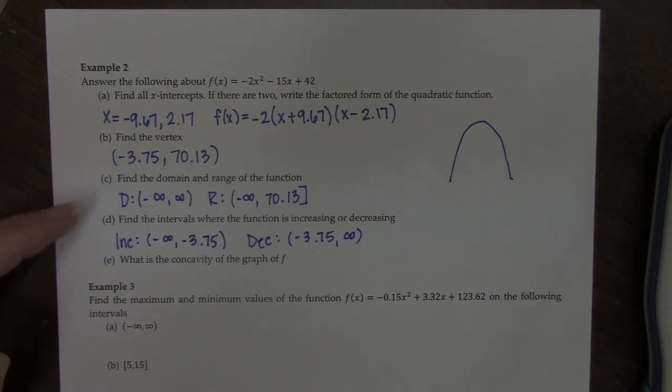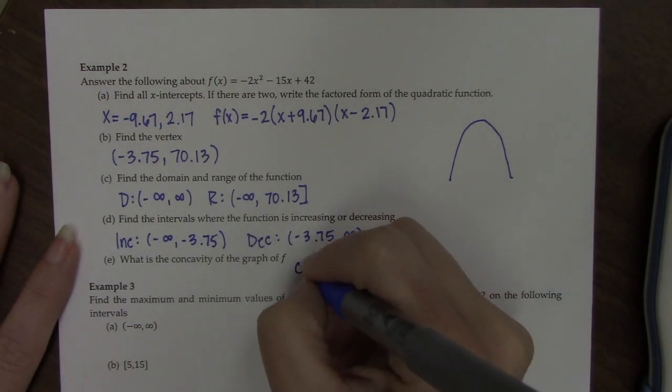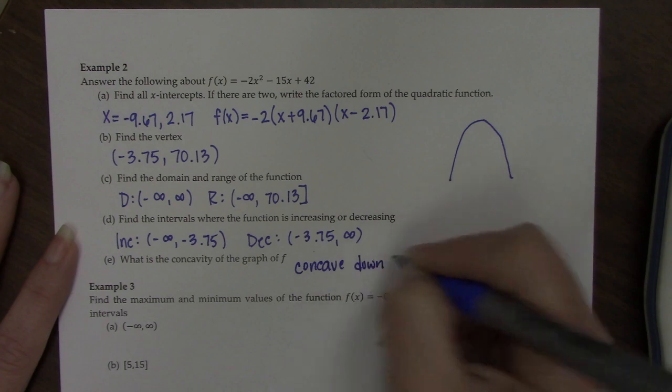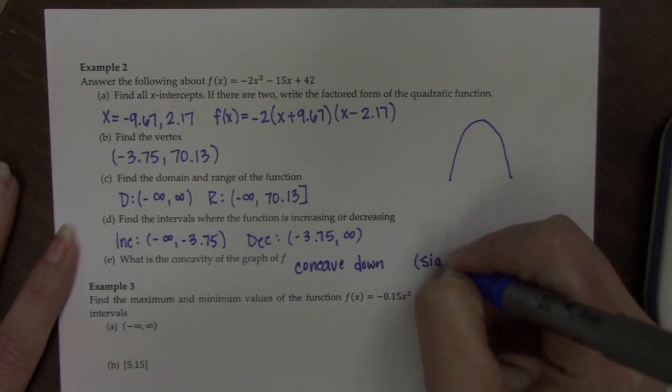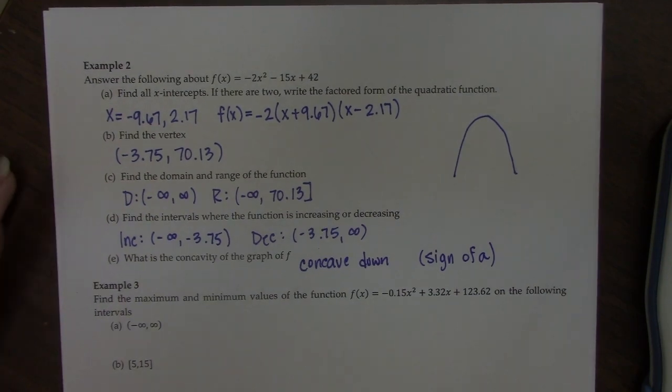So once again, when we talk about the intervals increasing, decreasing, or concavity, we want to index that by x values, not y values. The concavity of this graph, well, it's concave down, and I was able to determine that by looking at the sign of a, and then the sign of a told me what the graph looked like.